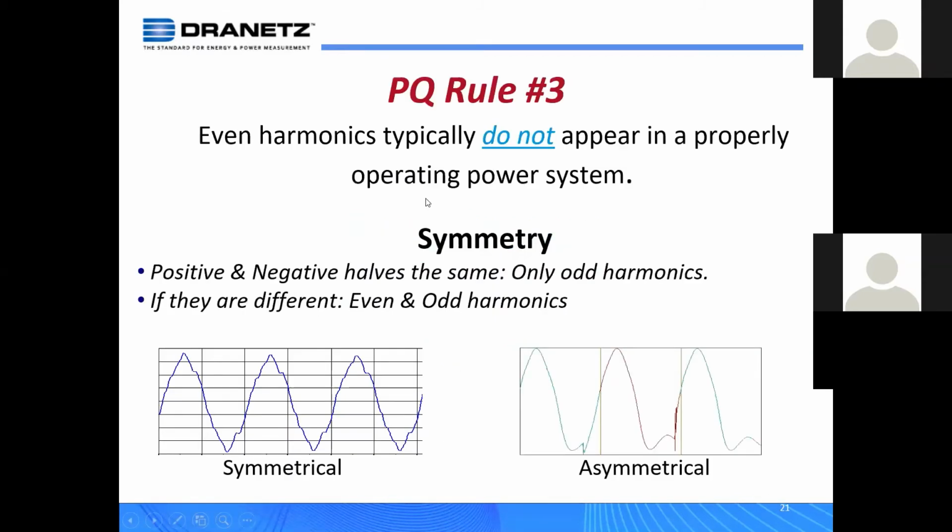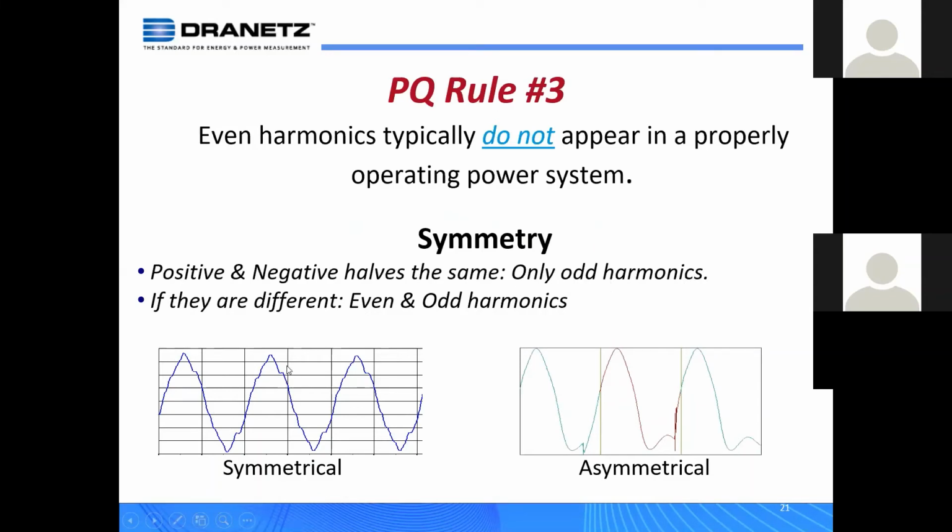Okay, so this is PQ rule number 3, that even harmonics typically do not appear in a properly operating power system. Why? It's that rule of symmetry, and quite frankly, just the way the math works. Harmonics are usually calculated by most instrumentation by Fourier transform, which takes this dirty waveform that you see, breaks it out into little bins for the individual harmonics. You got X amount of harmonic content for the fundamental, the first, the second, the third, and fourth, and all that. So when the positive and negative halves are the same, only odd harmonics mathematically appear.